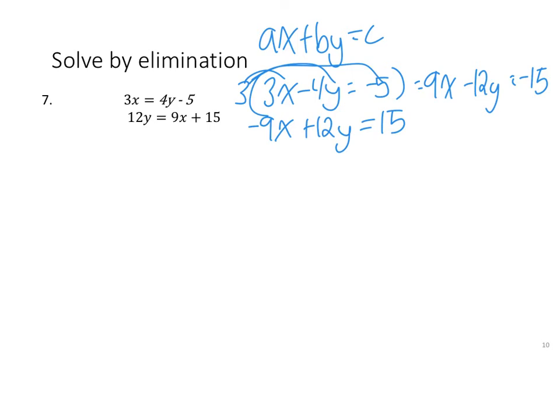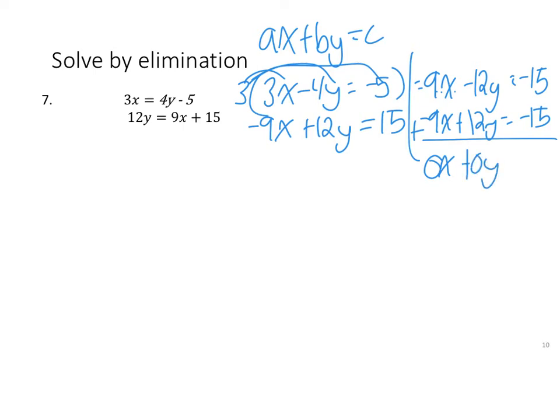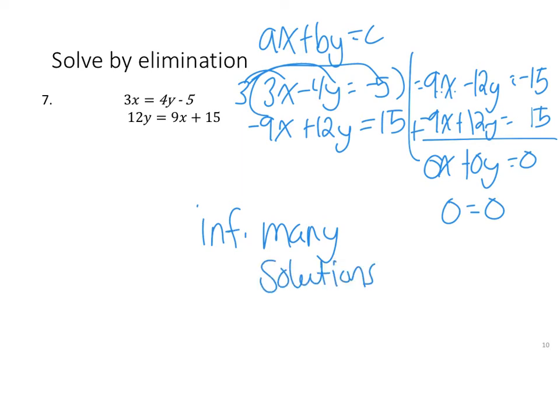And then I have negative 9x plus 12y equals 15. So add here: 9x plus negative 9x gives me 0x. Negative 12y plus 12y gives me 0y. The negative 15 plus positive 15 gives me 0. So I have 0 equals 0. So it's infinitely many solutions, because both sides equal each other and I got rid of both of my variables.